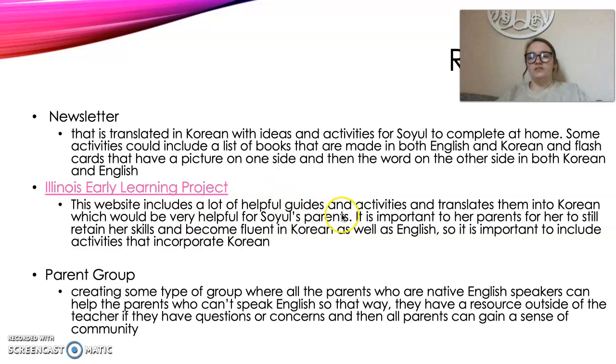And then an online resource I found was the Illinois Early Learning Project, and this website includes a lot of helpful guides and activities as well, and it translates them into Korean, so that would be really helpful for her parents to read and look up and be able to interact with Soyo at home, and she can keep continuing her knowledge of Korean and developing that language, because she wasn't quite fluent in that language as yet because she obviously is only like 3, and as well as continuing with English, because that was super important to her parents that she keep learning Korean and not lose that information she had.